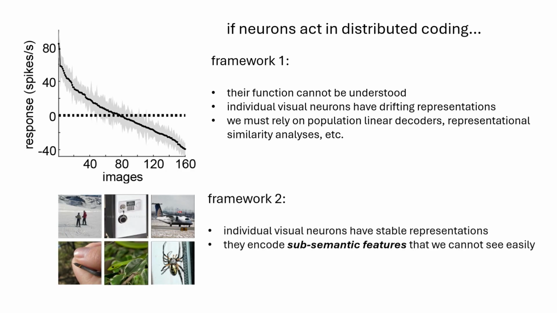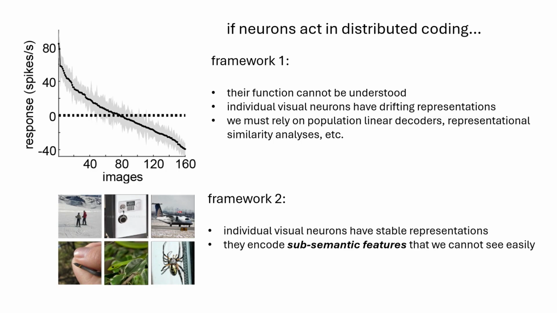In one framework, perhaps the idea is that these neurons don't have much significance on their own. They don't encode for much. Perhaps these neurons have representations that are constantly shifting and cannot be fully understood, and therefore, perhaps we should be focusing on the population response as a way to understand what the visual system is doing.